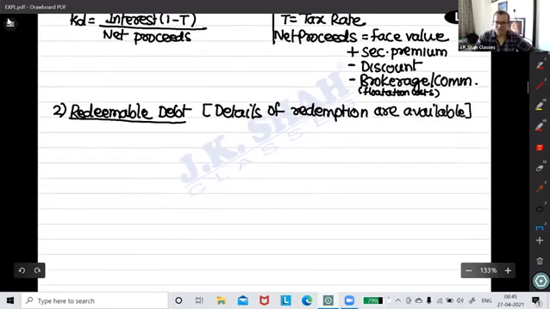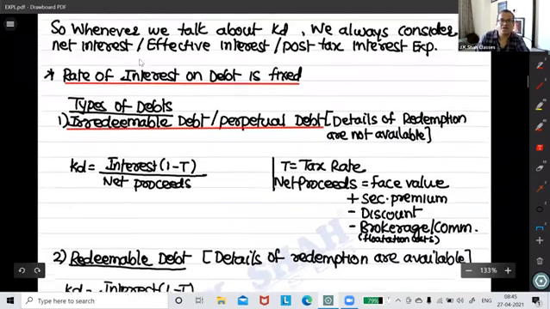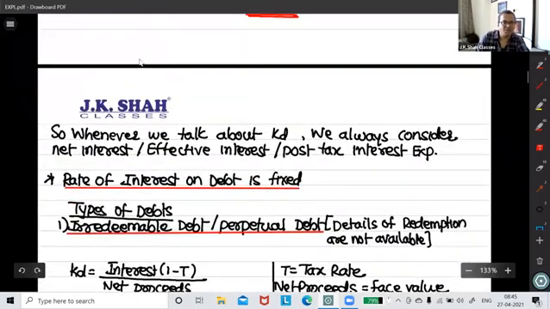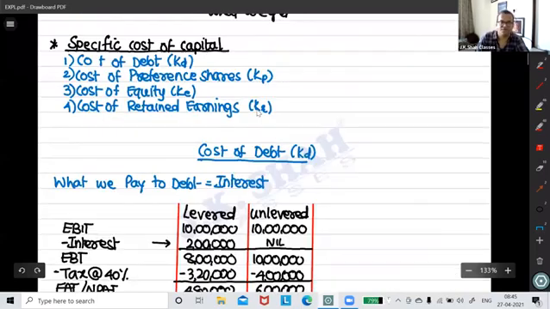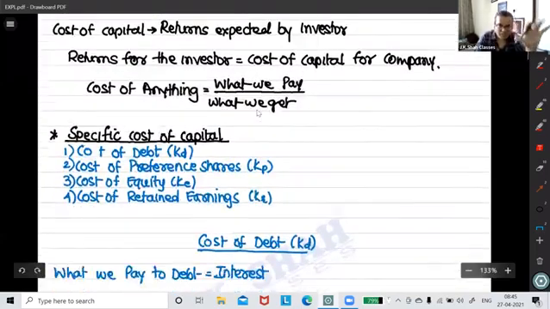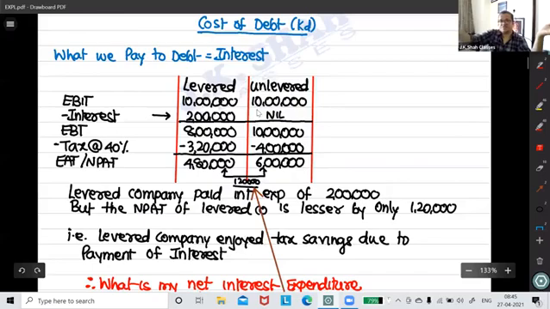Logic remains the same, guys. But the only change is what? See, I tell you. Kd, the starting point is the same: interest times (1 minus t). What is the logic, friends? In the numerator, what are we going to write? What we pay, upon what we get. Other than that, details of redemption are available.